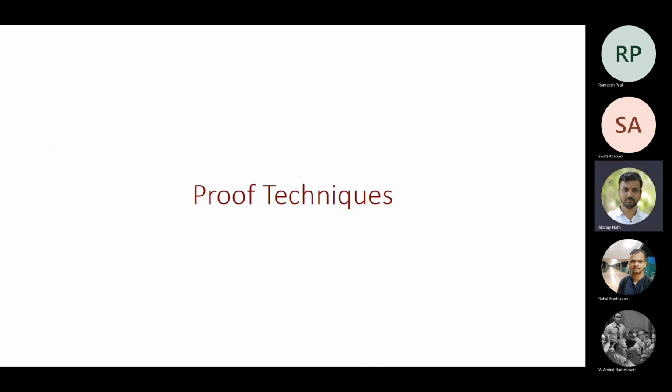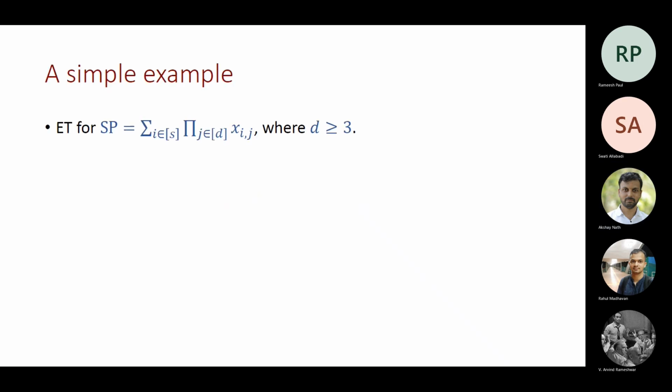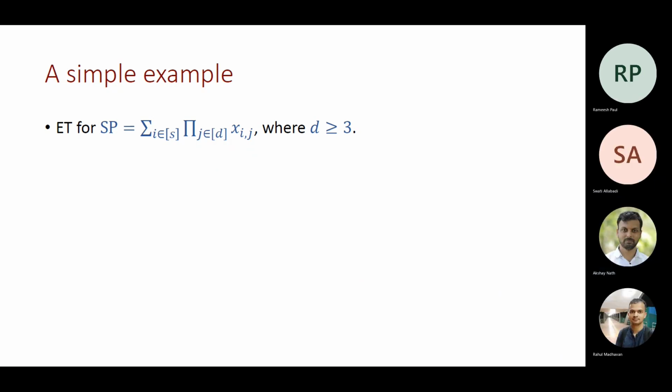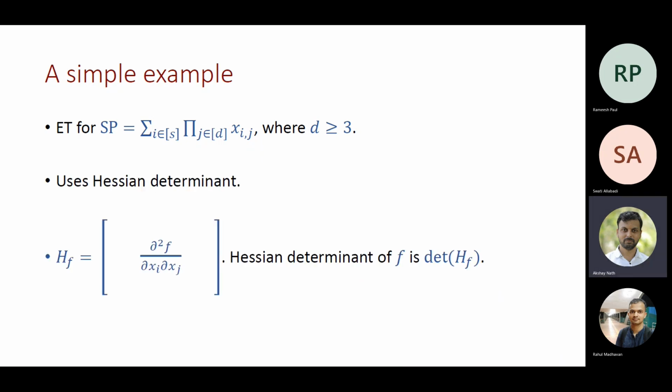Yeah. So I'll just talk about how we prove our first result, that is ET for ROFs, because P for ROFs almost reduces to ET for ROFs. Okay, so let's start with a simple example. Let's consider this polynomial called the sum product polynomial, or SP, which is just the sum of as many variable disjoint monomials of degree d, where d is at least 3. Now notice that this is a very special ROF, and the ET for this polynomial uses the Hessian determinant.